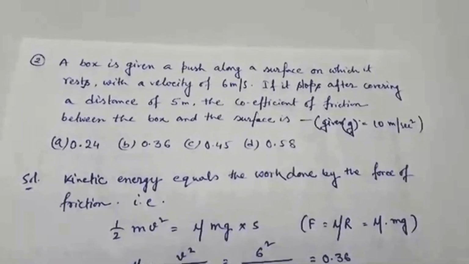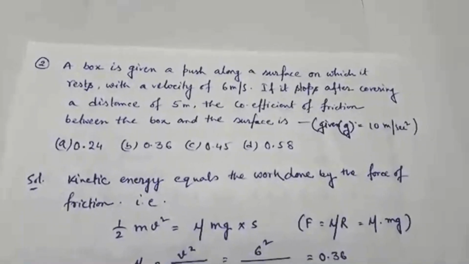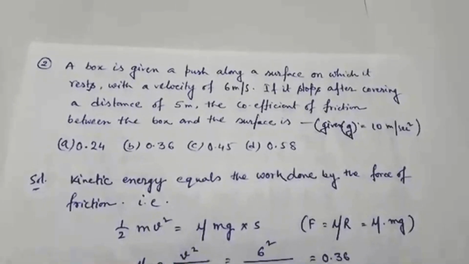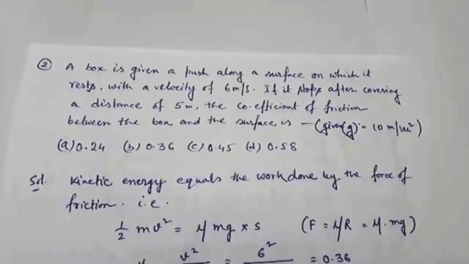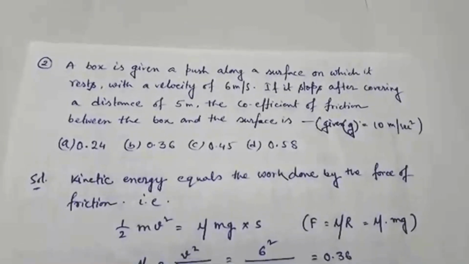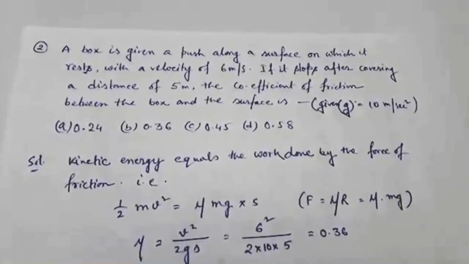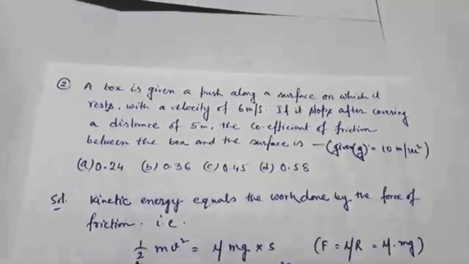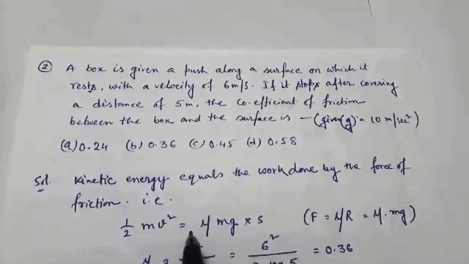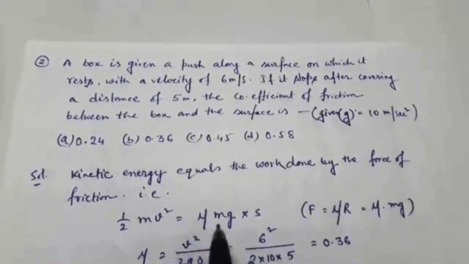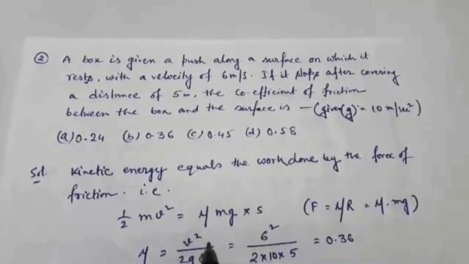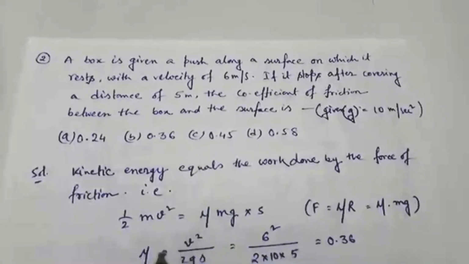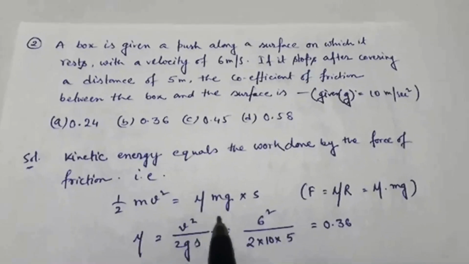So a box is given a push along a surface on which it rests. The velocity is 6 meters per second and it stops after covering a 5 meter distance. So kinetic energy equals the work done by the force of friction. Half mv square is the kinetic energy, and the work done by the force of friction is mu mg into s, where s is the displacement covered, that is 5 meters.